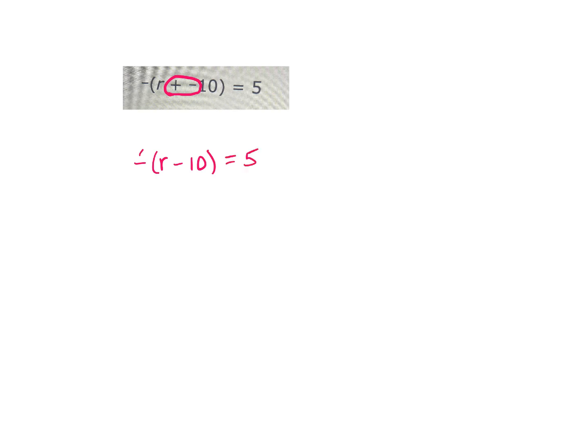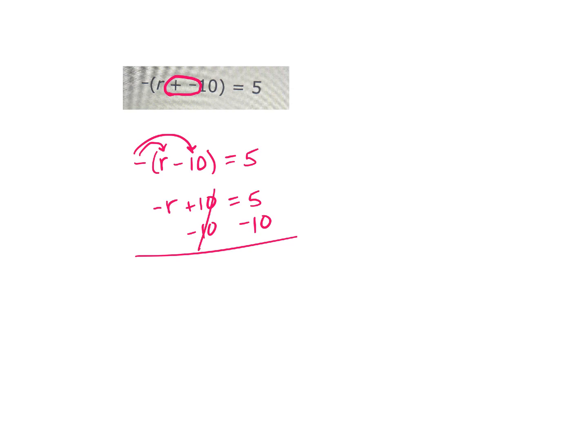Now I can distribute my negative sign through the parentheses, and I'll get negative R plus 10, because all that negative sign does is switch the signs on the R and the 10. So the R becomes negative and the 10 becomes positive, and that still equals 5. And now we're going to subtract 10 on both sides.